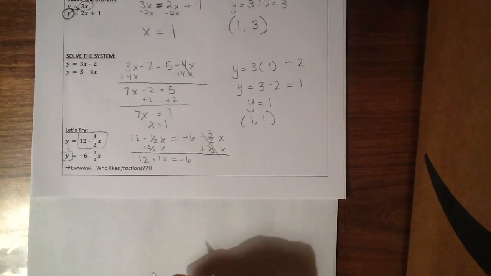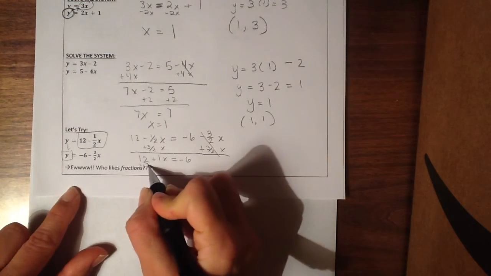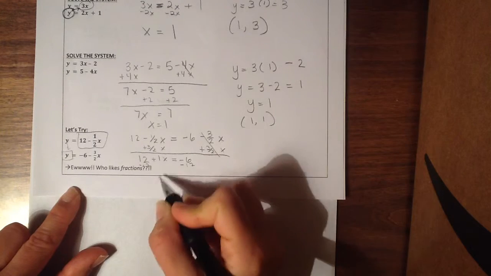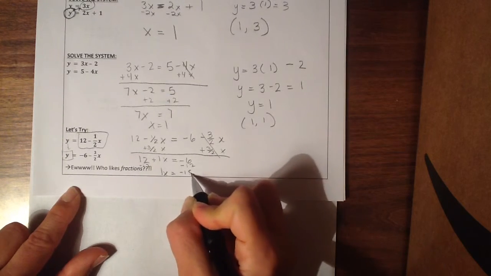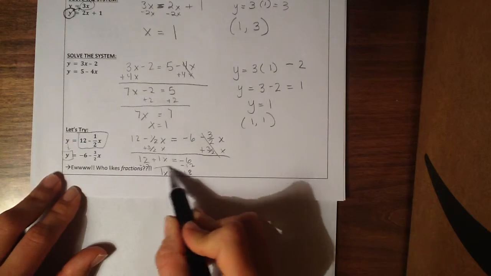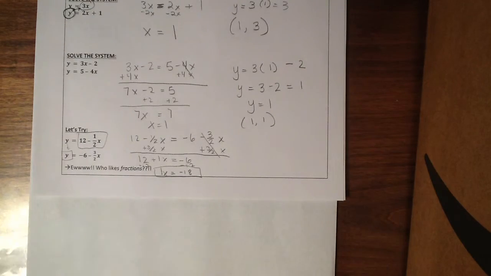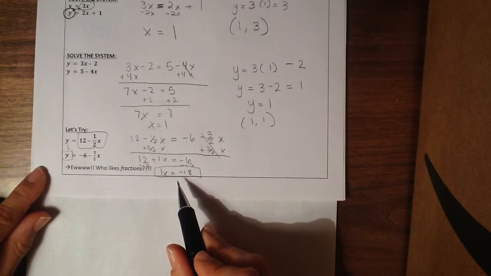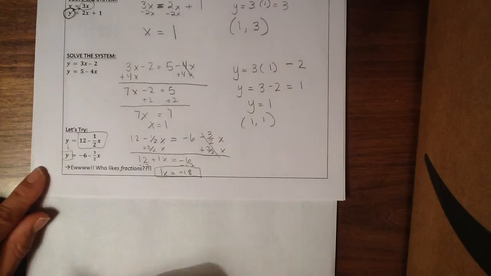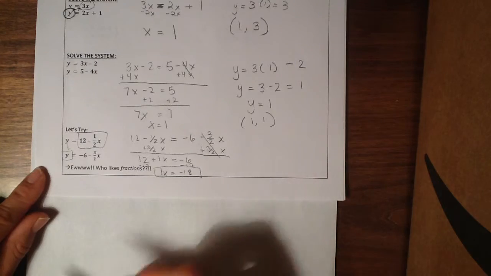Running out of some room, but I'm going to subtract 12 from each side. I get 1x equals negative 18. So x is equal to negative 18. I can use that x in either my first or my second equation to figure out what y is.